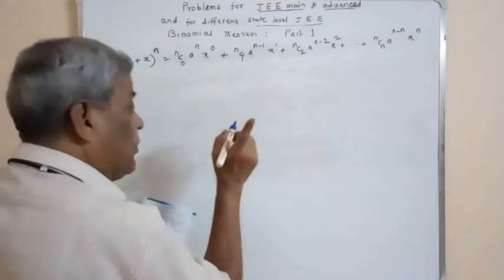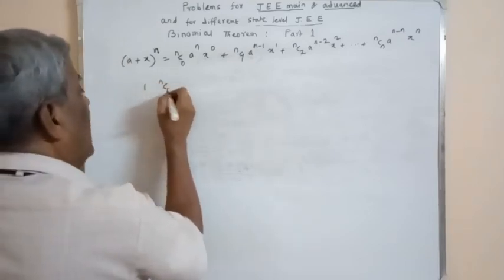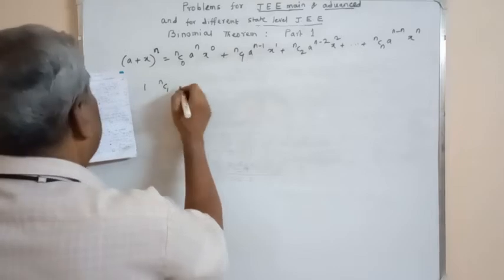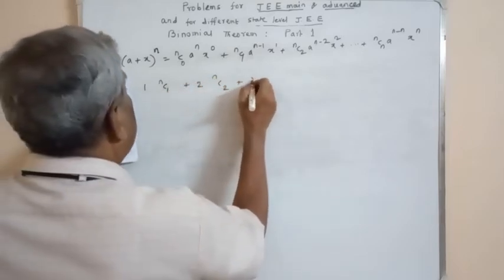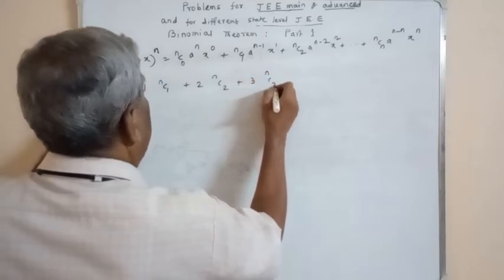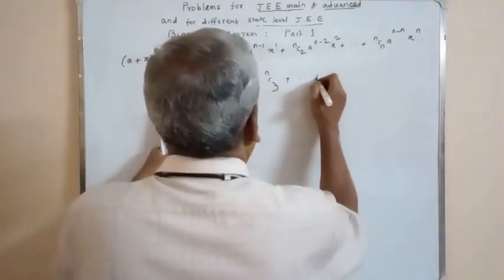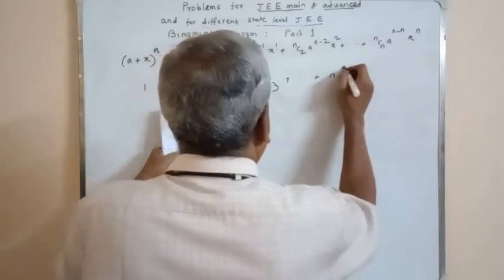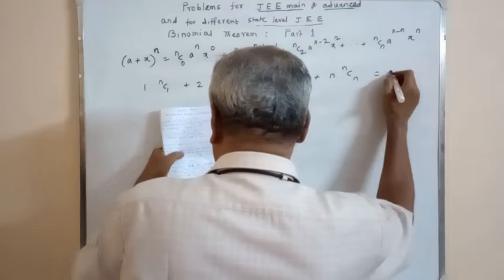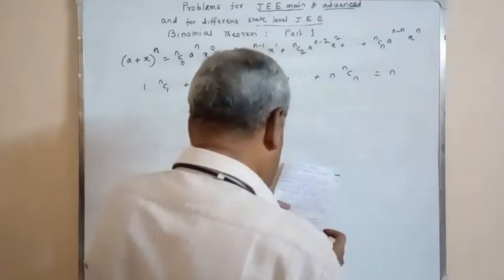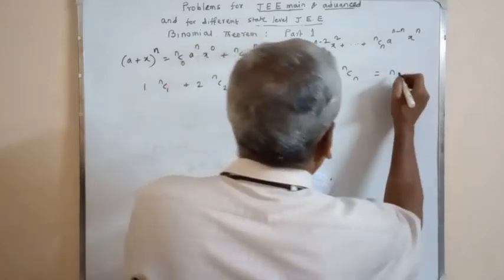Another property: 1 into nC1 plus 2 into nC2 plus 3 into nC3, this way, plus n into nCn, is equal to n into 2 to the power n minus 1.